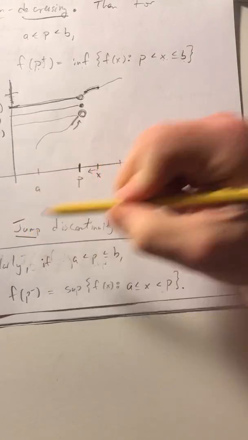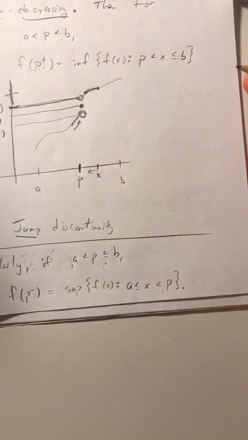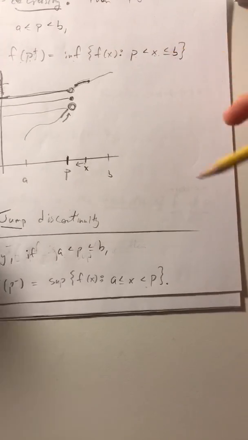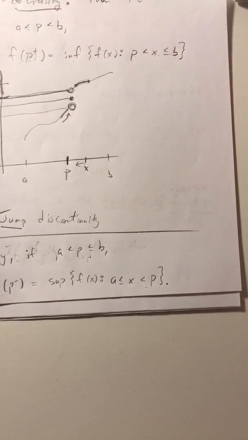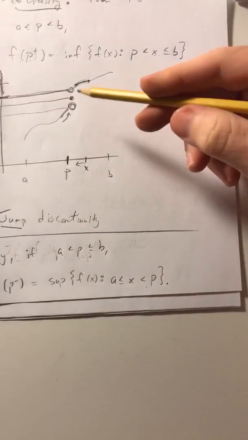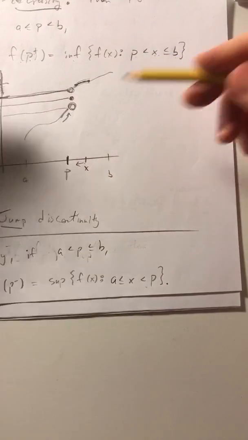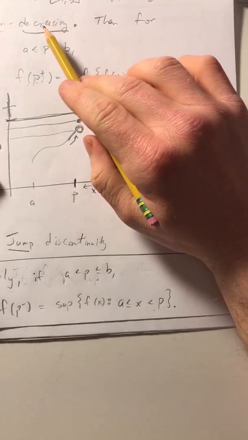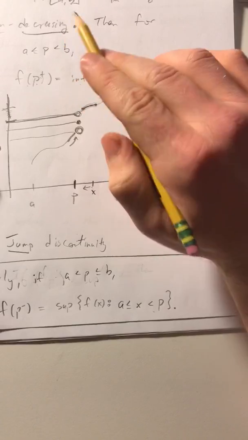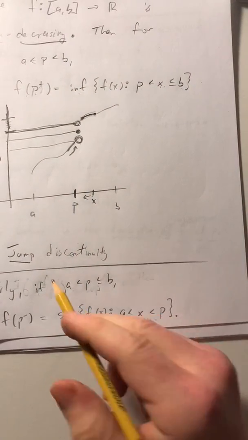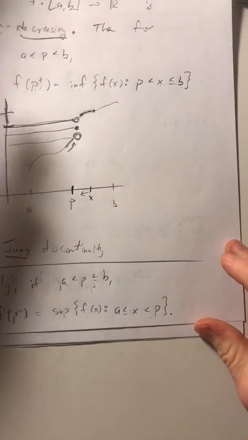There are other kinds of discontinuities. For example, another kind of discontinuity would be where the limit from the right doesn't exist at all. But for a non-decreasing or non-increasing function, the limits from the left and right exist. They don't necessarily have to be equal. So something nice about monotone functions, functions which are either non-increasing or non-decreasing, is that the only type of discontinuity they can have is a jump discontinuity.